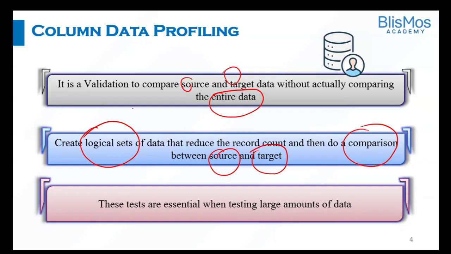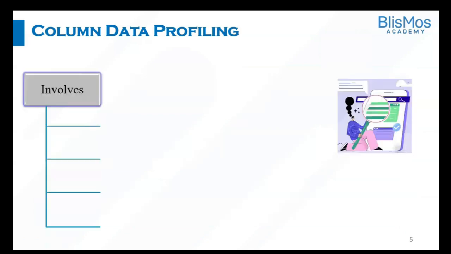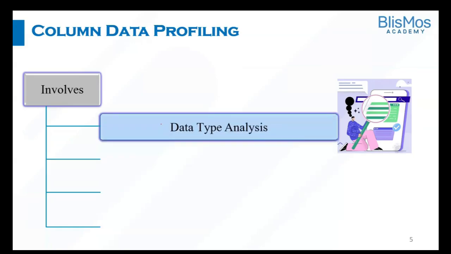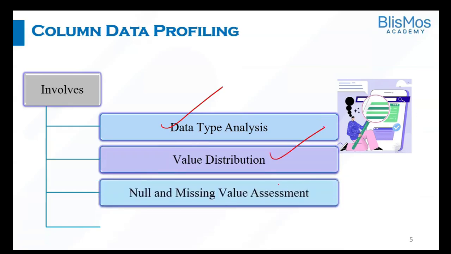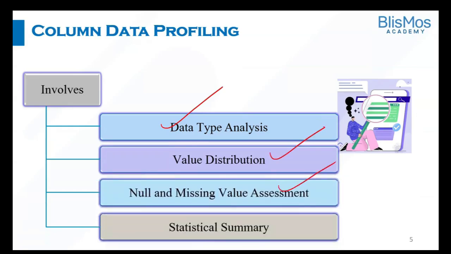So it is essential for us to do the column data profiling when we are testing large amounts of data. Column data profiling involves four important aspects. One is data type analysis. The second one is value distribution. The third one is null and missing value assessment. The last one is statistical summary. Let us look at them one by one.